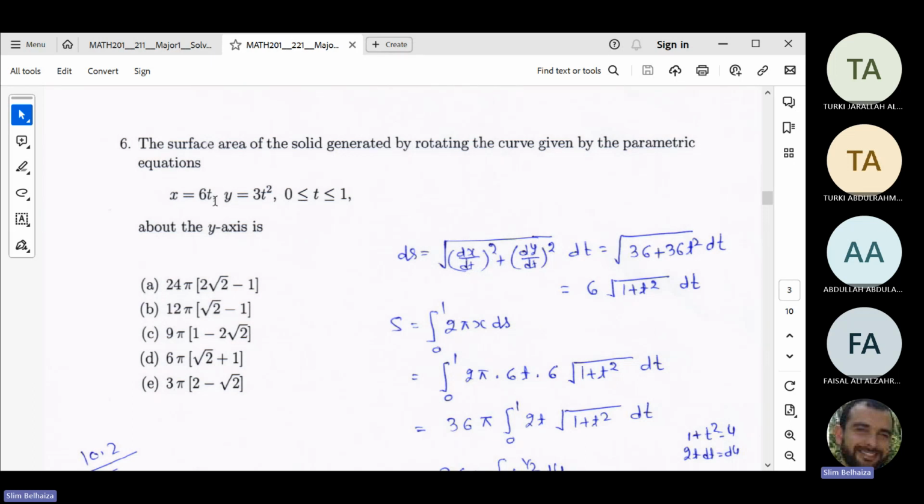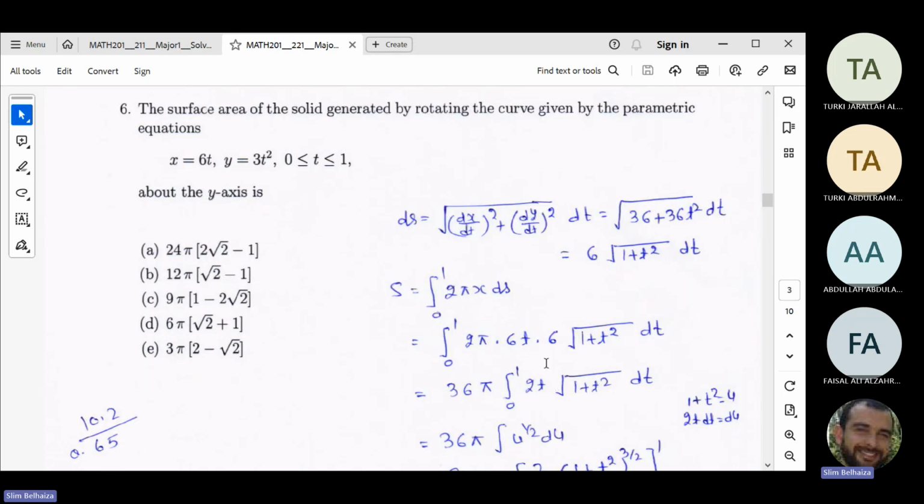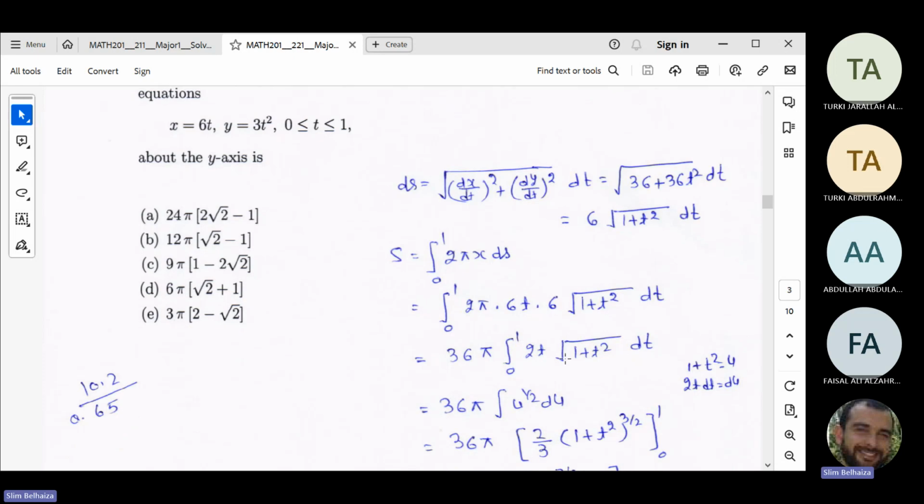This square root gives you the square root of 6 squared, because the derivative of x is 6, and here 6t. So that's what happened here. That's what they tried to do to give you this part. 6 gets out of the square root, and you have 6 square root of 1 plus t squared. So basically, you end up with a beautiful integration.